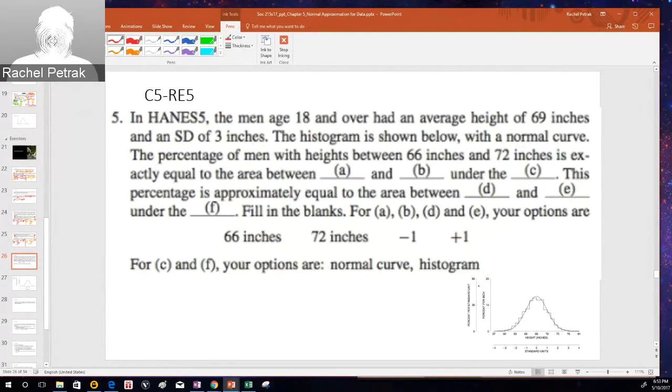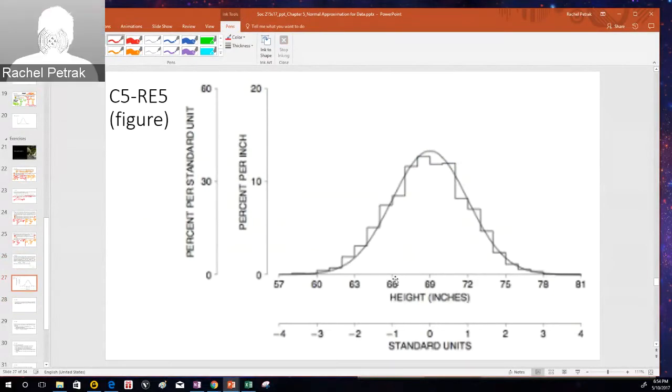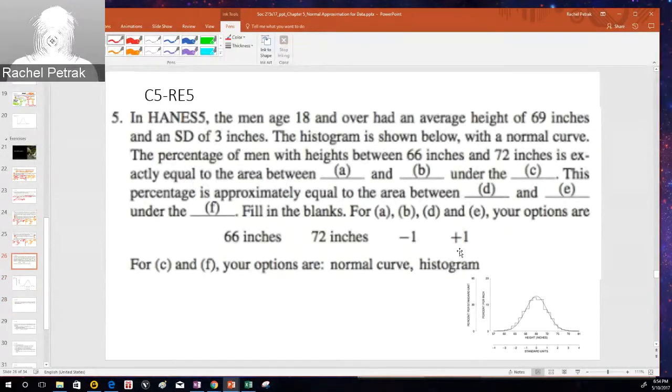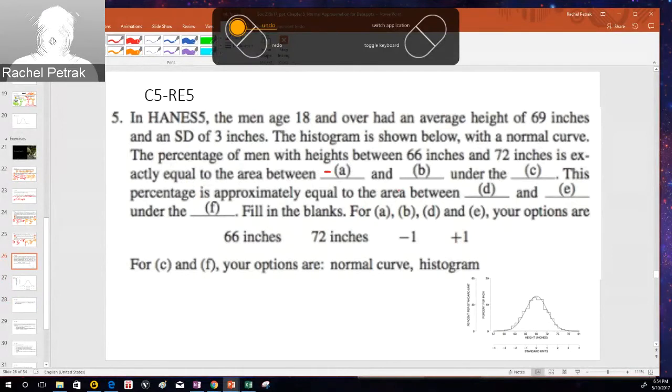The percentage of men with heights between 66 inches and 72 inches is exactly equal to the area between. Let's see, what scores is that equal to? Well, I'm guessing that 66 and 72 are going to be equal to a standard deviation or so. Here we have it, 66. 66 is -1 standard deviation. 72 is +1 standard deviation. So the area is between -1 and +1. Oh my goodness, I forgot these answers were right here. Remember, the answer options are right here. So easy choice. Area between -1 and +1.